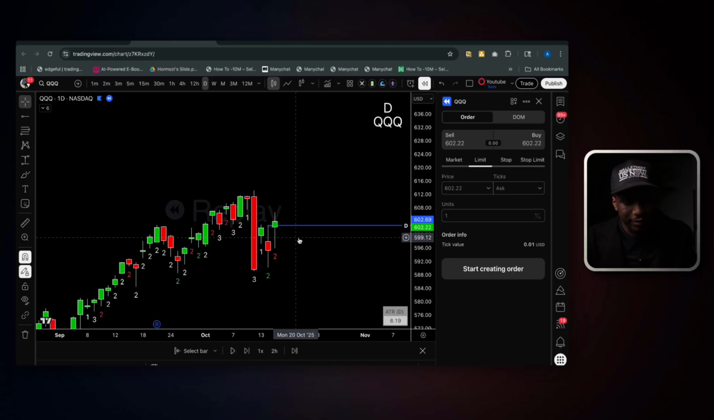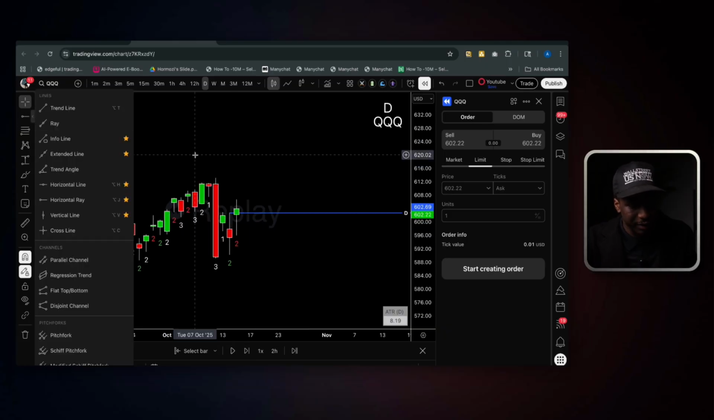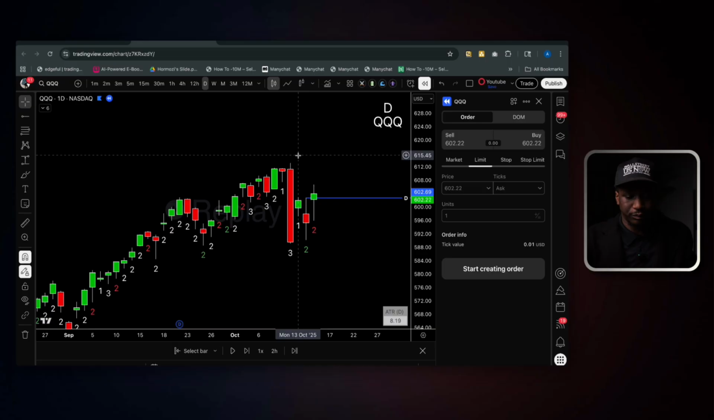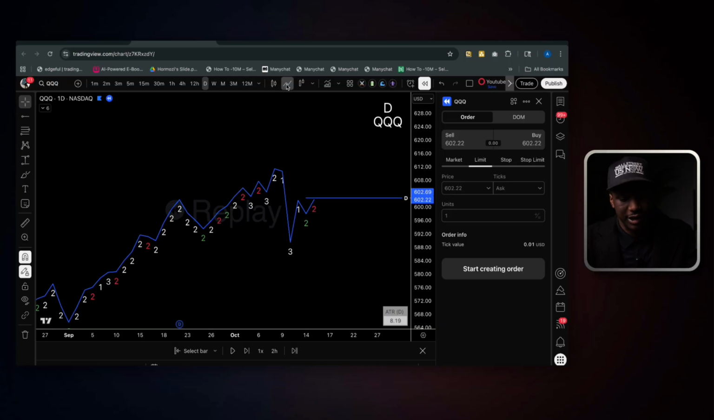So matter of fact, I'll play that out for you. This also did the same thing. And also, this is a cheat code to help you identify the broadening formations better. You can switch this from candlesticks and switch this to the line chart.